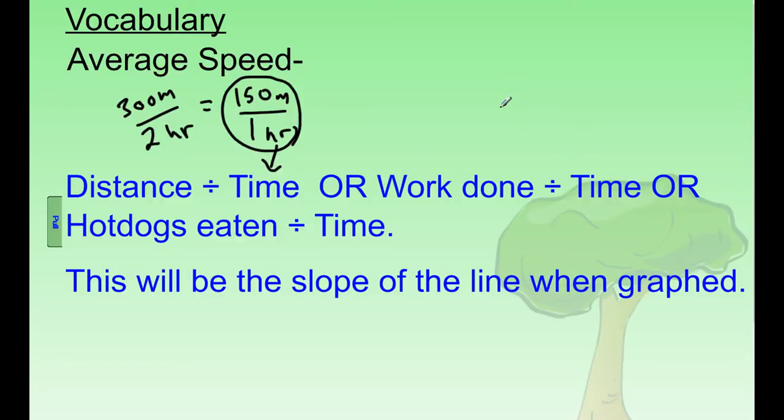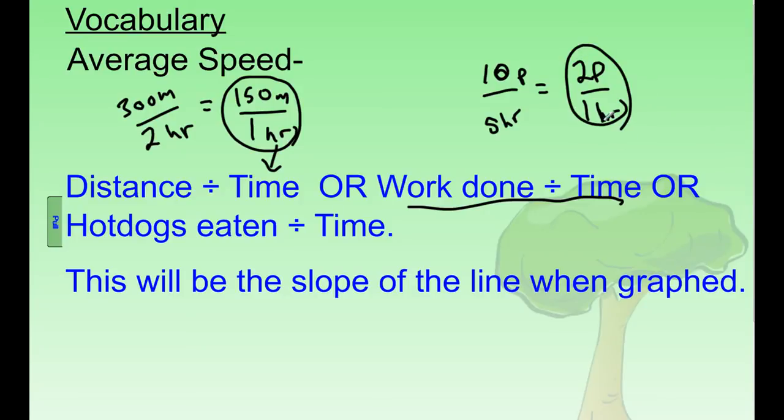Or if you're doing work, if you're writing a paper, you can type 10 pages in, I don't know, 5 hours, whatever. 10 pages in 5 hours. If you would divide that, you get 2 pages in 1 hour. That is your average speed of doing your work. Maybe 1 hour you wrote 3 pages, 1 hour you wrote 1 page, but on average, if you did 10 pages in 5 hours, your average was 2 pages an hour. Or even something stupid like hot dogs eaten over time. That would give you the average speed you ate hot dogs.